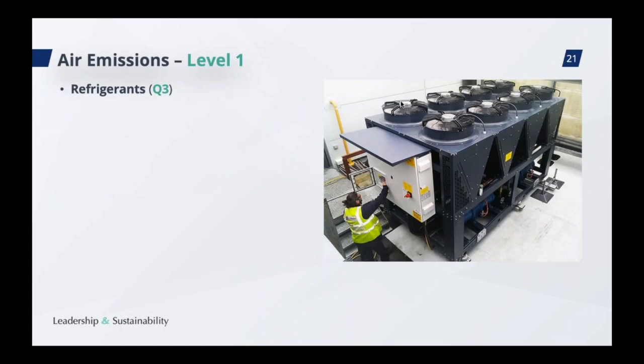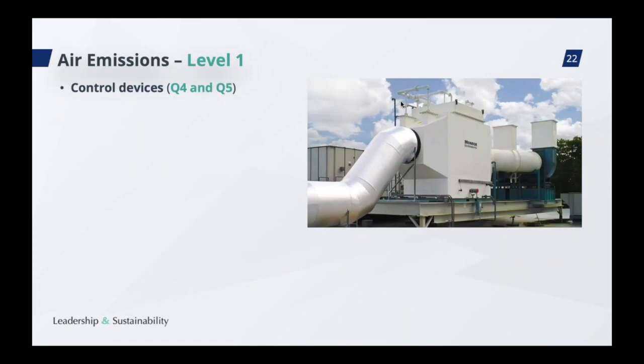If yes, then there must be a leak and points will be deducted. And these refrigerants could be air conditioners, chillers, refrigerators, fire extinguishers. There are also questions about control devices as well as questions about going beyond regulatory requirements. Question 4 is related to on-site emissions, and question 5 is related to indoor air emissions.